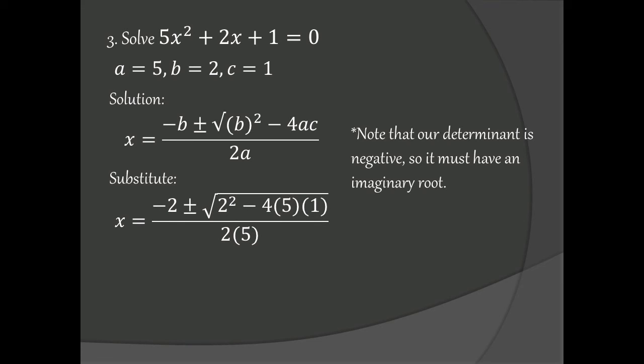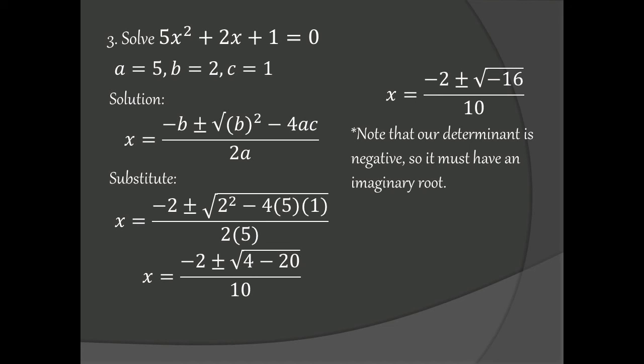It must be x is equal to negative 2, positive and negative square root of 2 squared minus 4 times 5 times 1 all over 2 times 5. So, x is equal to negative 2, positive and negative square root of 4 minus 20 all over 10. Then, it implies that x is equal to negative 2, positive and negative square root of negative 16 over 10.